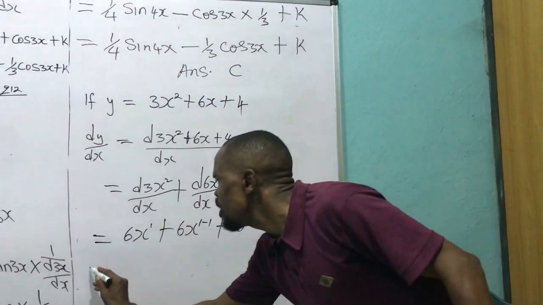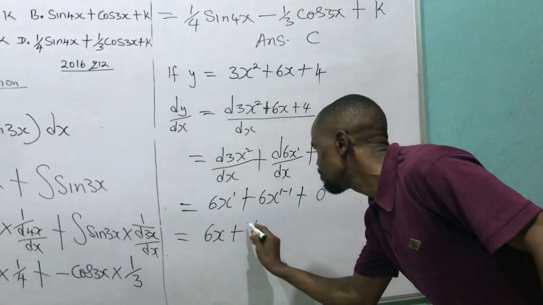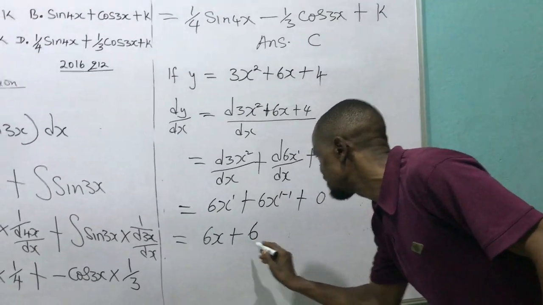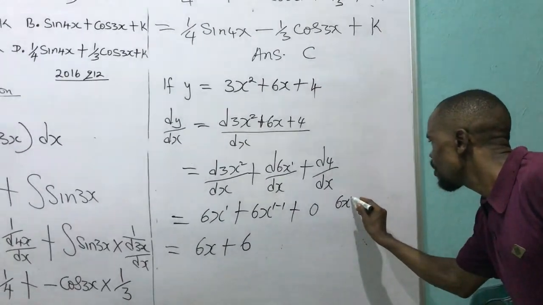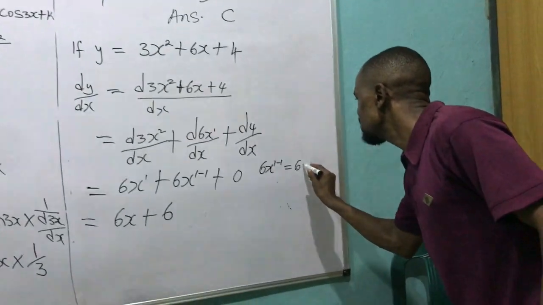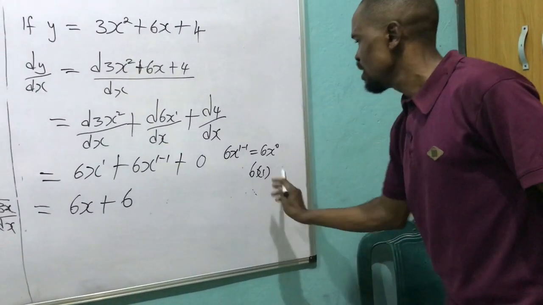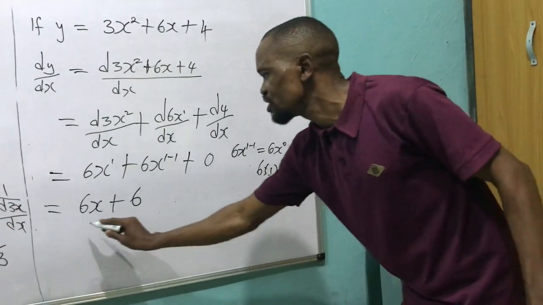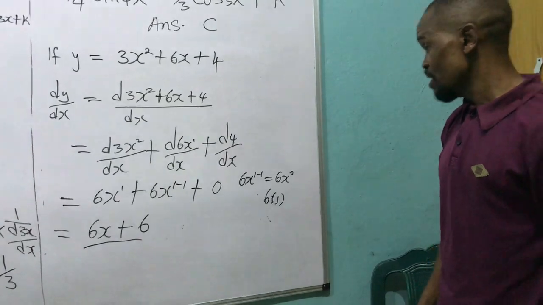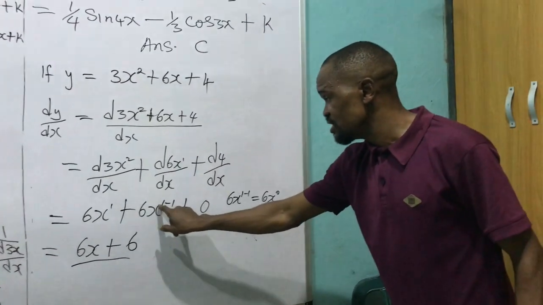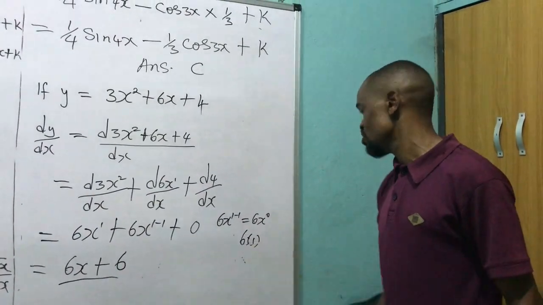Then now, looking at this, I will have 6x plus 6. You remember? This is 6x raised to power 1 minus 1, which will give me 6x raised to power 0. And anything raised to power 0 is 1. Then 1 times 6 will give me 6. This is what I differentiated this to be. Are you getting what I'm saying now? 1 minus 1 will give me 0, x raised to power 0 will give me 1, 1 times 6 will give me 6. This one is already 0.